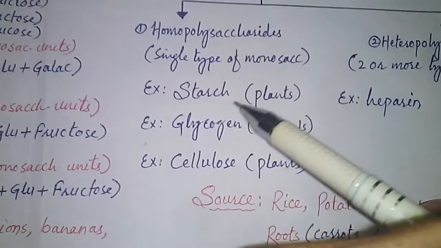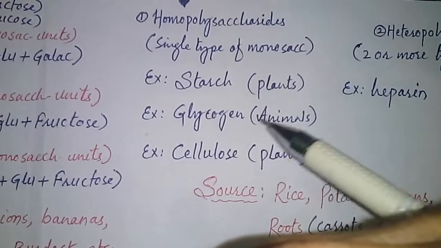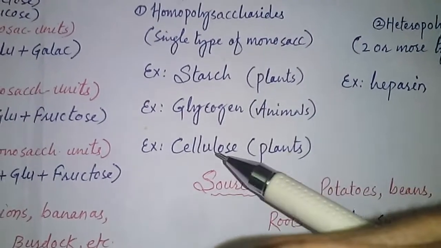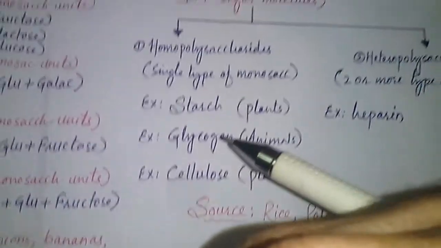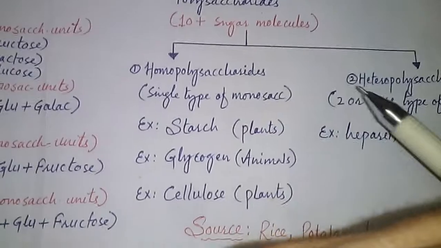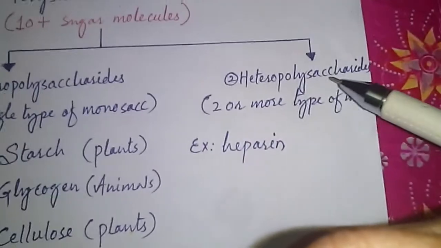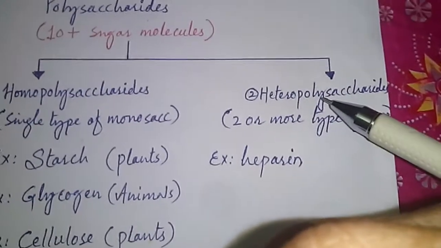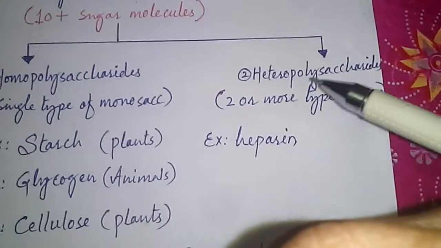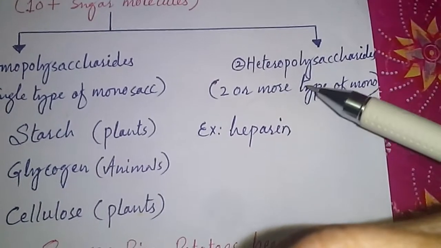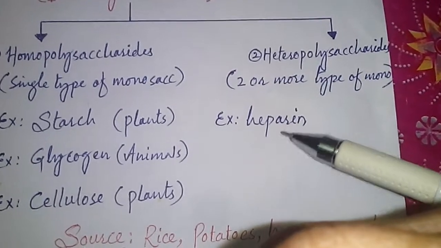The examples of homopolysaccharides are starch, which is found in plants, glycogen, which is found in animals and the human body, and cellulose, which is found in plants. Starch, glycogen, and cellulose are the examples of homopolysaccharides. While the other type, heteropolysaccharides, hetero means different. In this type of polysaccharide, two or more types of monosaccharides are there. The example of heteropolysaccharide is heparin.